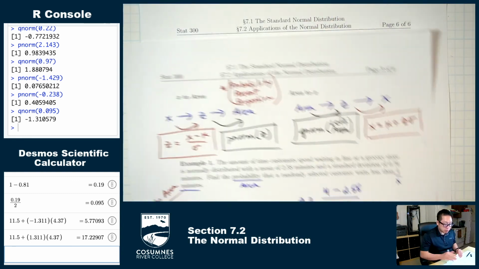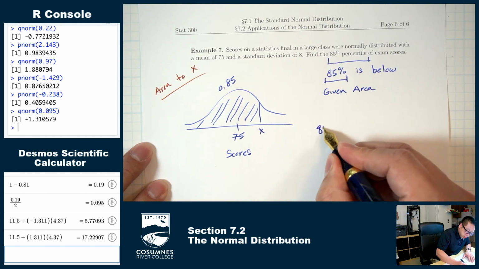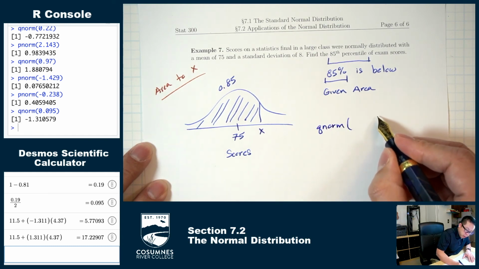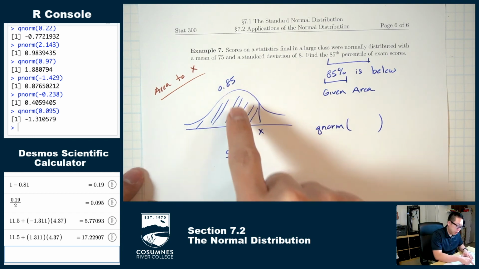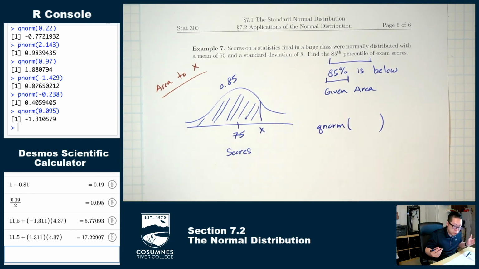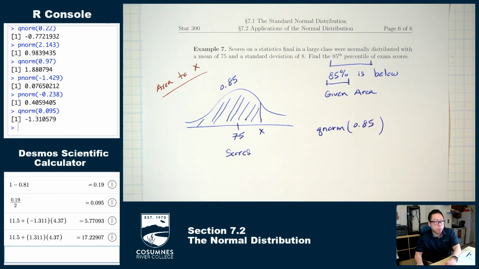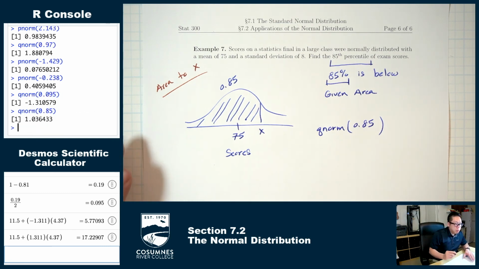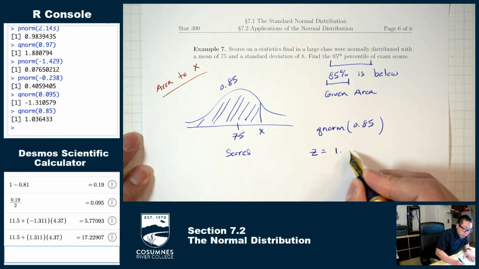We said this was area to x, so first thing I need to do is Q-norm the left area. What's the left area? Is 0.85 the left area? Yes, it is, right? So 0.85 is this shaded part, and that is the left area, so I don't need to do anything to it. Okay, and so we'll Q-norm left area. So Q-norm 0.85 gives 1.036. Okay, that's going to be a z. So our z here is 1.036.